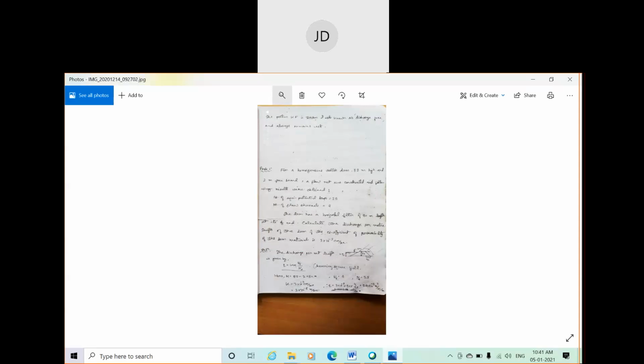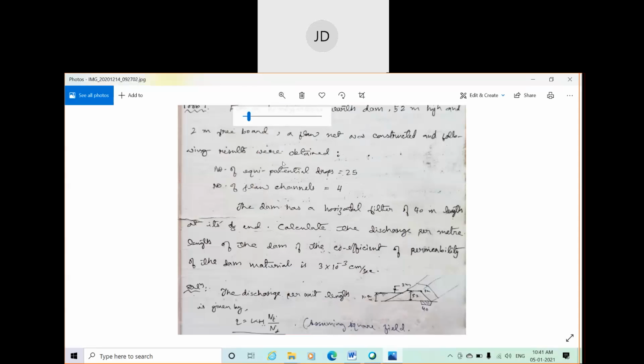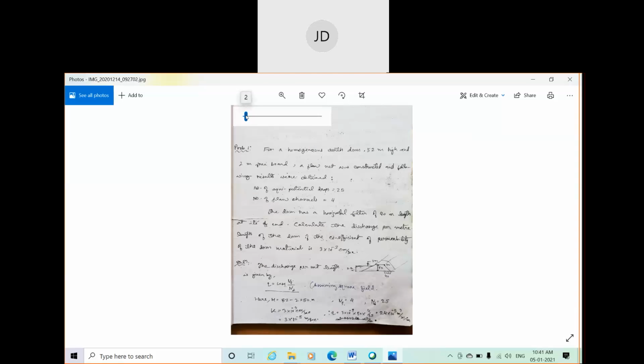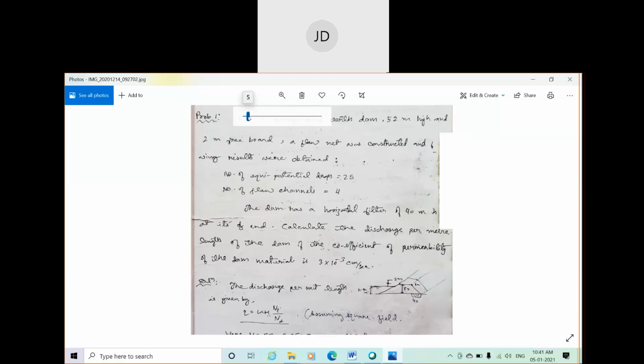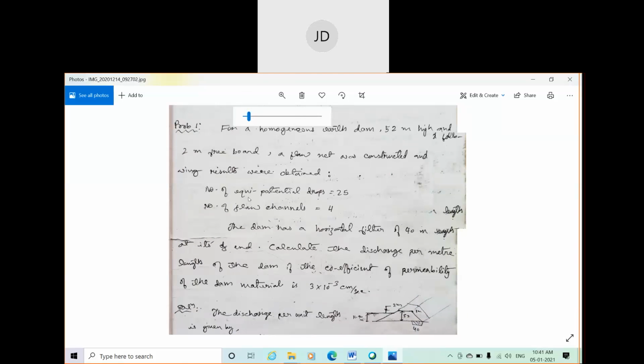Okay, so here it is, one numerical. It looks lengthy, but it's very easy to solve the problem. Okay, let me zoom a little bit. Okay, so what is given here?